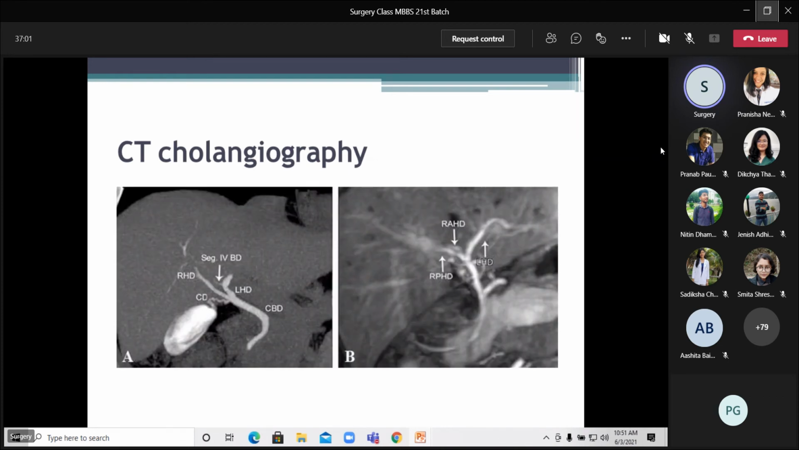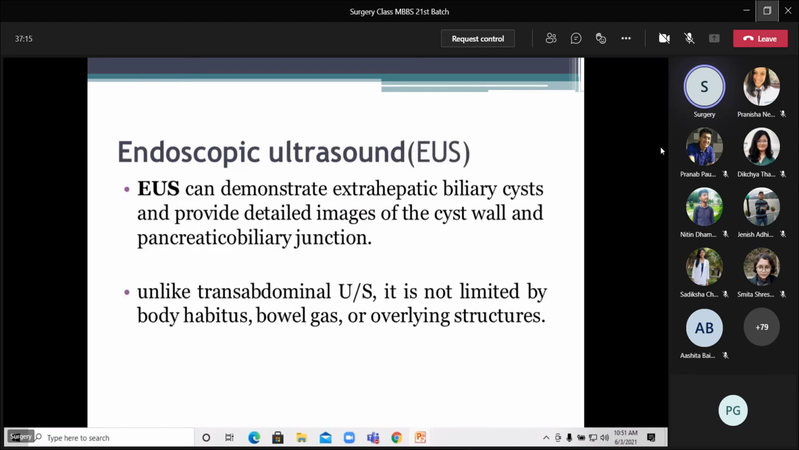See CT cholangiography, how clear the picture is. Can you see that? Nice picture, which will be able to tell you what type of choledochal cyst it is, where it is, and the extent. Nice one. So, endoscopic ultrasound.